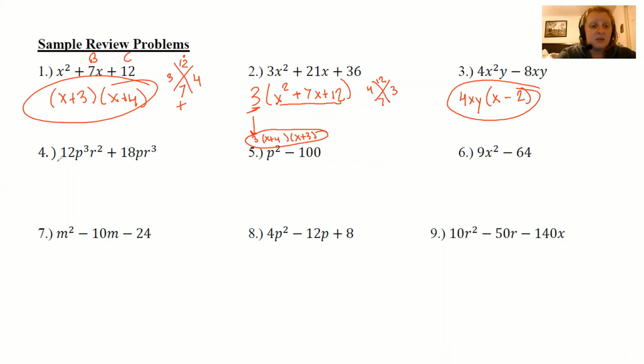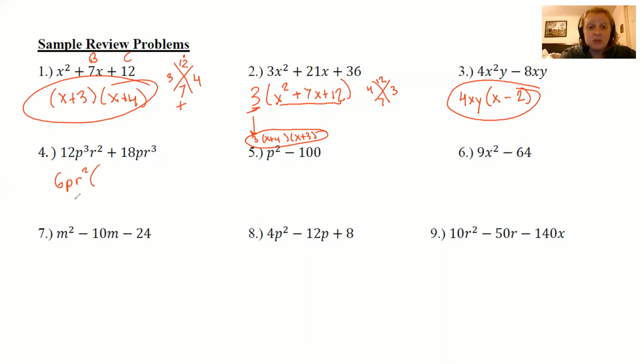All right, let's do it again. So we have another binomial. I have 12 and 18. So if you think real quick, what is the biggest factor of 12 and 18? It should be 6. Between p cubed and p, I can take out a p. R squared and r cubed, I can actually take out an r squared.